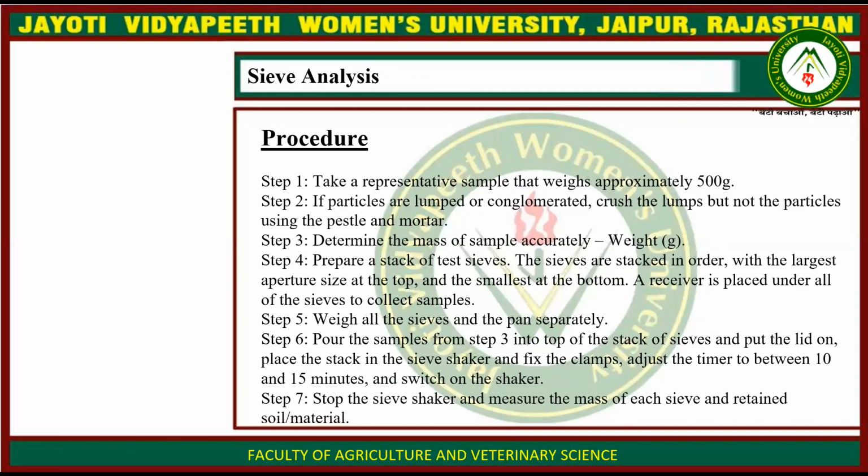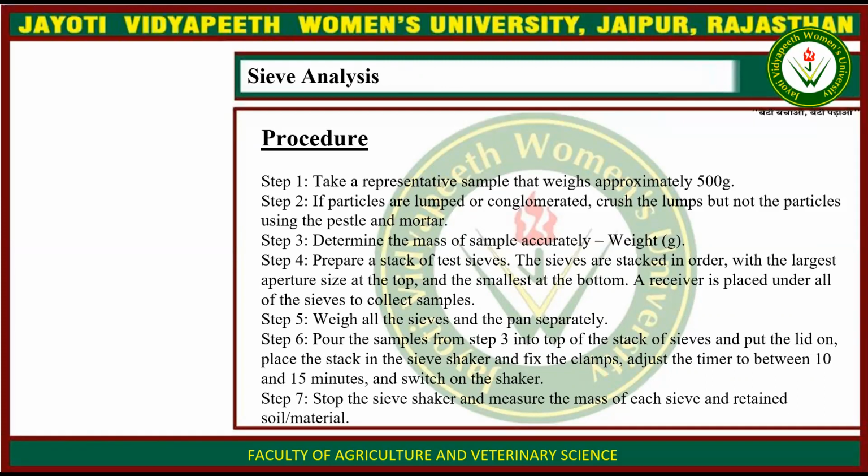Then the procedure. To perform the sieve analysis experiment, the first step is to take a representative sample that weighs approximately 500 grams. It may be flour, white flour, anything. Step 2, if it is a chocolate powder and the particles are lumped or conglomerated, crush the lumps but not the particles using the pestle and mortar. Step 3 is to determine the mass of the sample accurately, that is, weigh in grams.